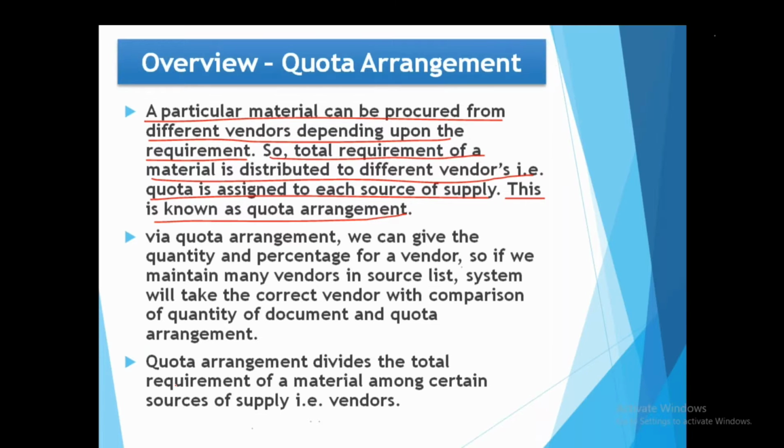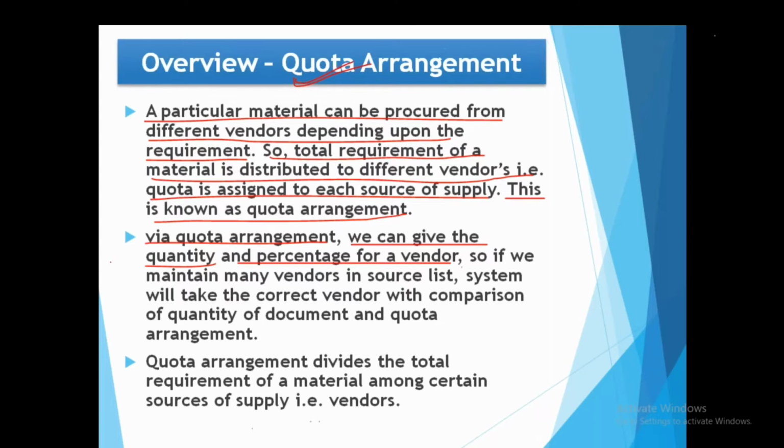You don't want to always depend on a single supplier or a single vendor. To avoid that, you give the requirement to multiple vendors. That is handled through this quota arrangement. Via quota arrangement, we can give the quantity and percentage for a vendor.